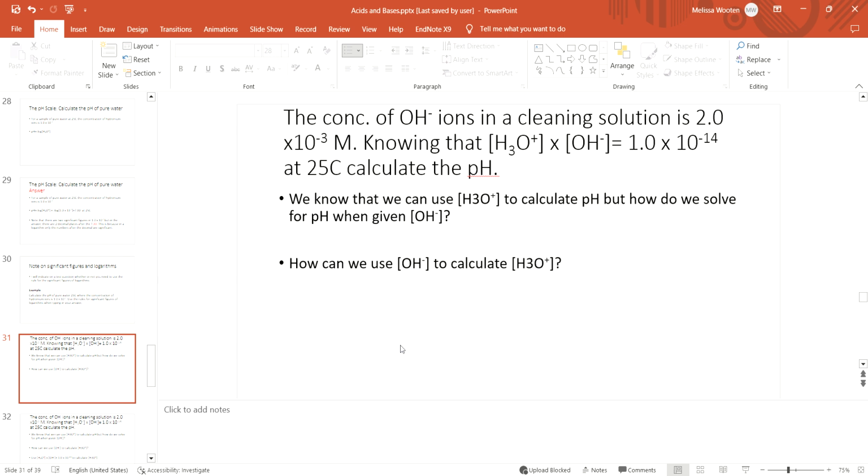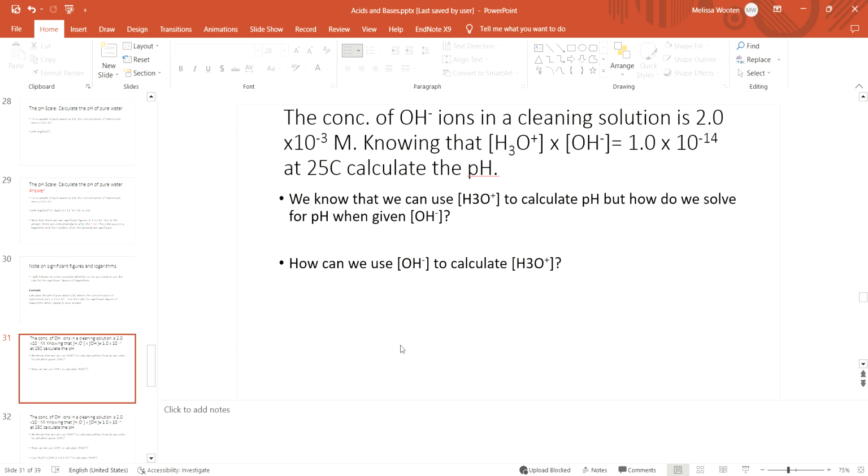The concentration of OH ions in a cleaning solution is 2.0 times 10 to the negative 3 molar. Knowing that H3O plus times OH minus equals 1.0 times 10 to the negative 14th at 25 degrees Celsius, calculate the pH. So we know that we can use H3O plus to calculate pH, but how do we solve for pH when given OH minus? Well, we need to figure out how to go from OH minus to H3O plus, because then once we get to H3O plus, we can take the negative log of H3O plus to get the pH, right?